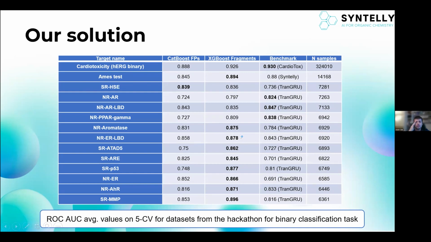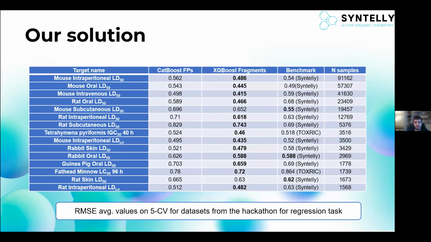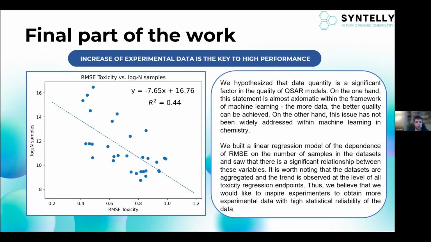And most recently, we received the results on XGBoost when using feature fragments. So we believe that using fragments would give us more fine-tuned solutions. And we can see that we have high performance against benchmarks like TrankGRU, which is a language model, or CardioTox. We also showed this high performance on regression tasks for LD50 against a multitask neural network, which was based on the Syntelly website. So you can use these models on app.syntelly.com.